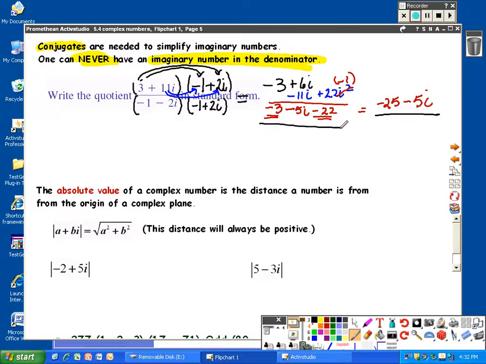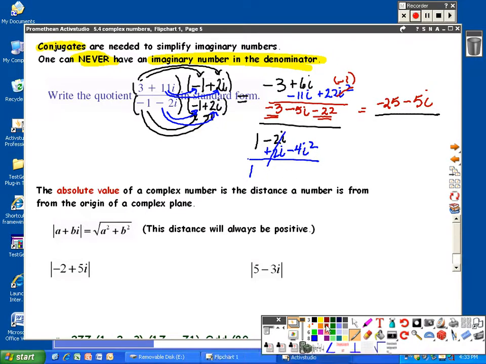Now let's do our denominator. Negative 1 times negative 1 is positive 1. Negative 1 times 2i is negative 2i. Negative 2i times negative 1 is positive 2i. Negative 2i times a positive 2i is a negative 4i squared, which gives me 1, 0. All i squared are replaced with a negative 1, so I have plus 4, which is 5.